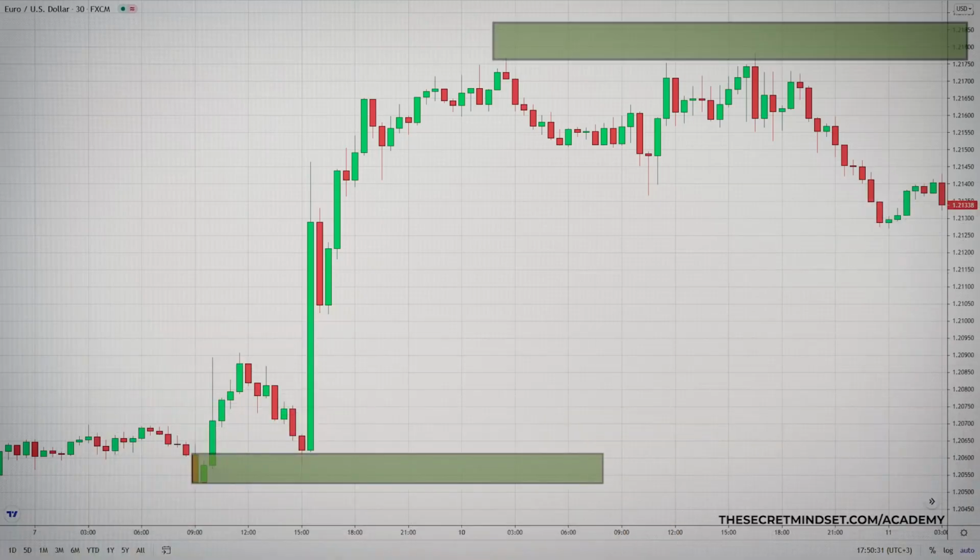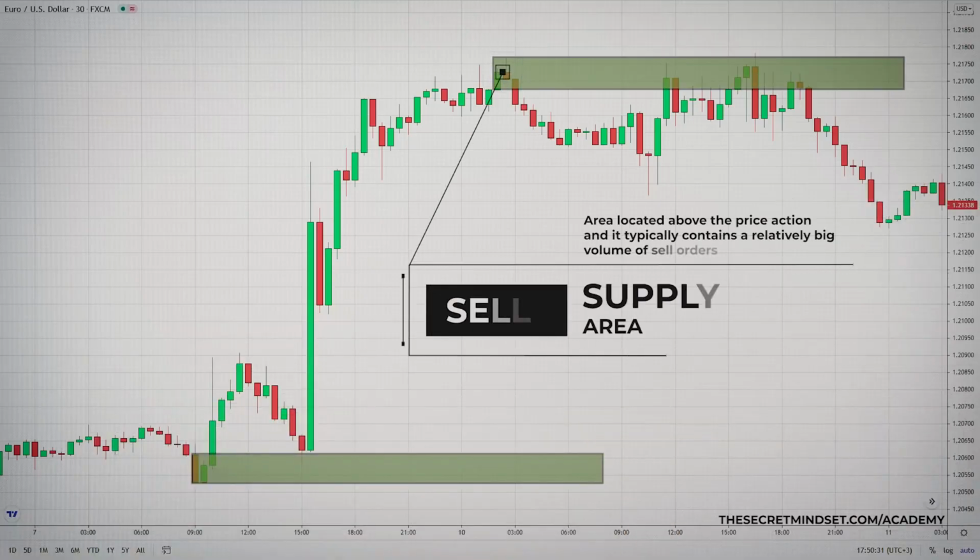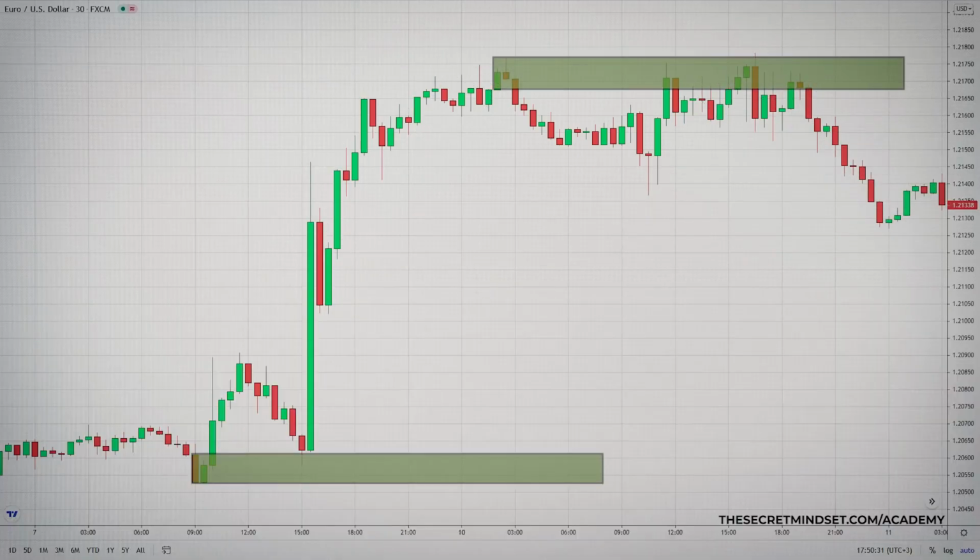The supply zone is the exact opposite of the demand zone. A supply area is located above the price action, and it typically contains a relatively big volume of sell orders. When a price action reaches this level, the price reverses to the downside.